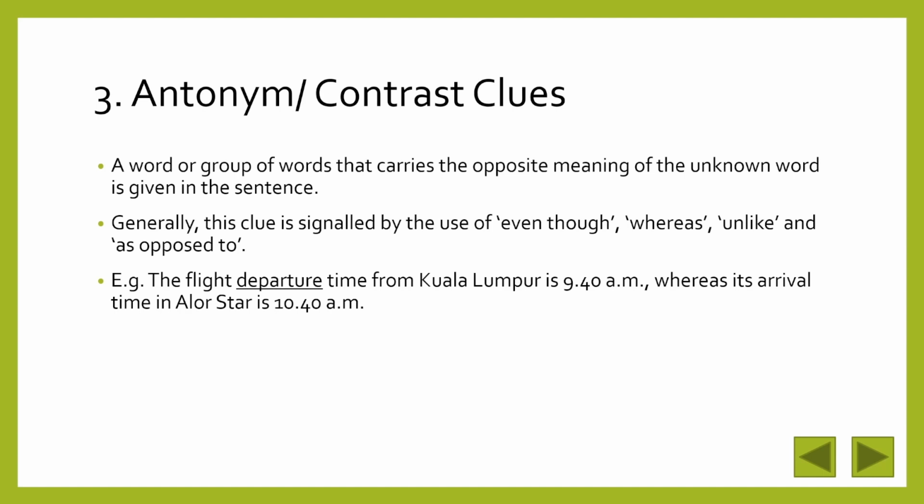So you see there, they put in departure as the unknown word. Maybe you don't understand the word departure. But the clue is given here. You look for the signal there. They have the signal "whereas". So, whereas its arrival. Arrival is the opposite of departure. Departure means leaving. So the opposite of leaving is arriving. So arrival is the opposite clue or contrast clue for departure. So that is how they use antonyms to show the meaning of the unknown words.